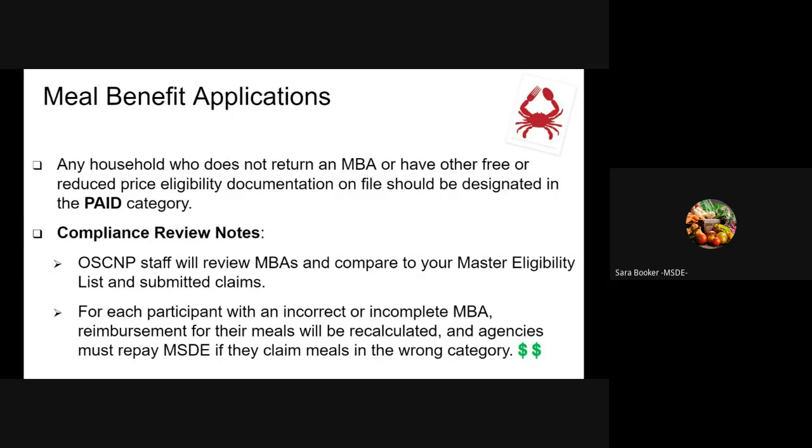So a few notes from our compliance team. They will be reviewing your MBAs and comparing that to your master eligibility list, as well as to your submitted claims. For each participant with an incorrect or incomplete meal benefit application, reimbursement for their meals will be recalculated, and agencies may be required to repay meals that were reimbursed if they were in the wrong category. So if you have mistakenly been claiming a child in the free category, when in reality they only qualified for the reduced level of reimbursement, that will result in an amount due back to MSDE.